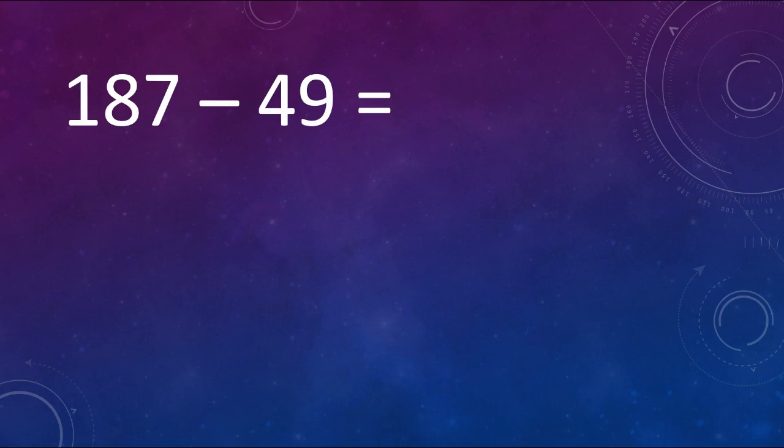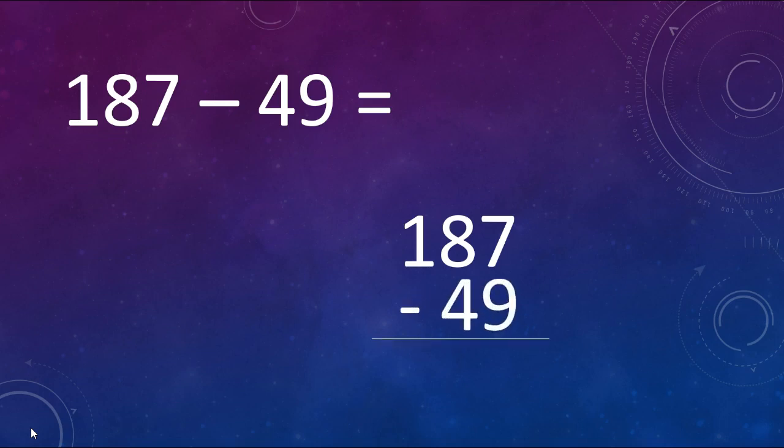Let's do this one more. Go ahead and line it up and then solve it. Okay, so let's compare our answers. I put 187 minus 49. I lined up my 1s, I lined up my 10s, and I lined up my 100s place here. Does the 8 need to give any 10s to the 7? Yes, it does. We cannot take 9 away from 7. So the 8's going to give the 7 a 1 to make it 17.